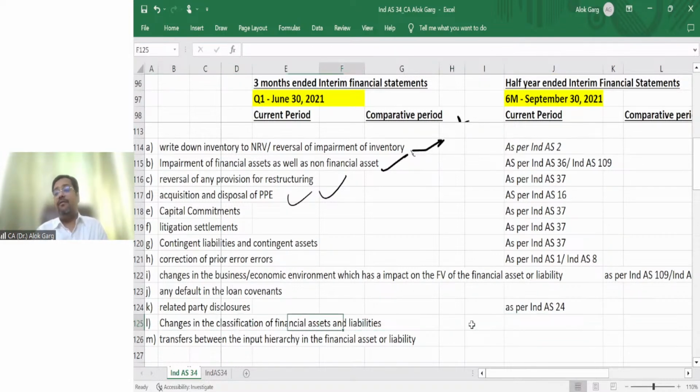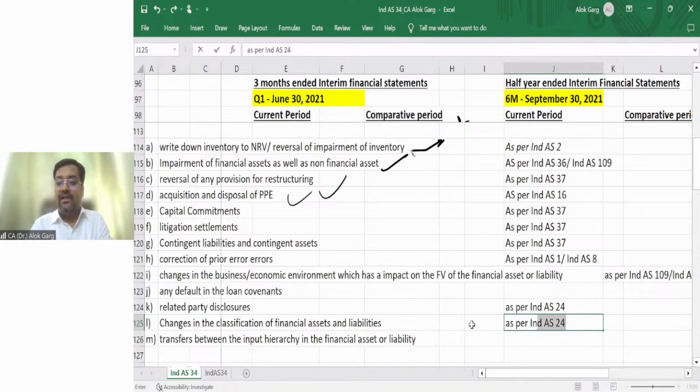Changes in the classification of financial assets and financial liability. So many of you who are attending the classes of financial reporting for the first time, you may not be aware about financial asset and financial liability. Friends, you will read this in detail in the financial instrument standard, which is as per Ind AS 109. So if there is a change in the classification of any financial asset or financial liability, that change in classification related disclosure is also required to be given in the notes to accounts. Which notes to accounts? Interim financial statement notes to accounts if the amount is material, right?